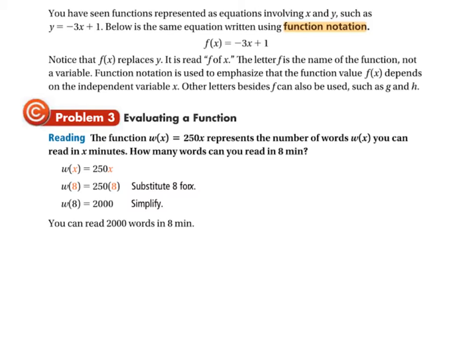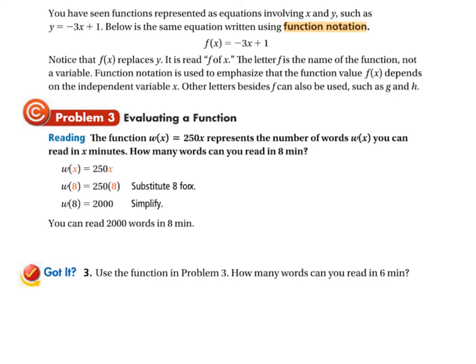So if w of x generally is 250 times x, then w of 8, or that function value w applied to the value 8, is 250 times 8. If you replace x with 8 here, you replace x here with 8 as well. Then you do the math and you say w of 8 equals 2,000, so you can read 2,000 words in 8 minutes. Okay, let's see how you do with this one. Apply that same rule. How many words can you read in 6 minutes?